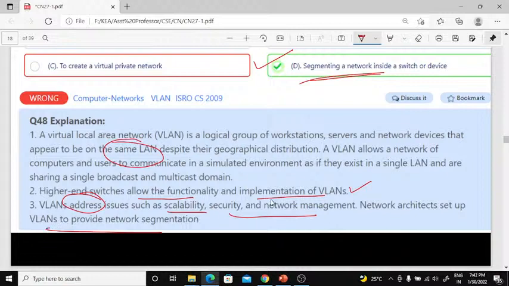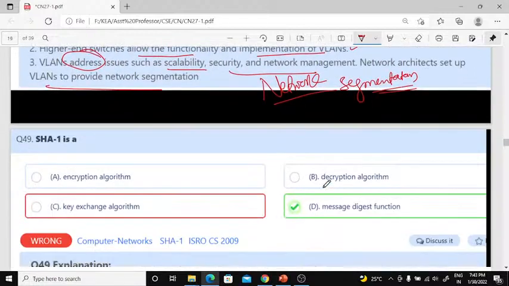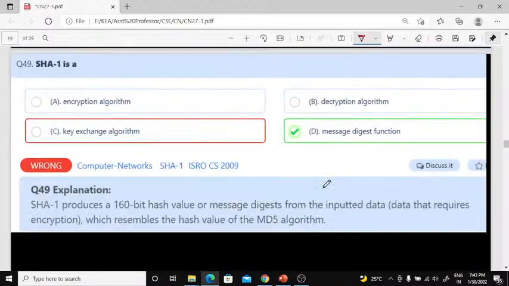To provide network segmentation, and it also addresses security issues. Virtual local area network. So what is SHA1?